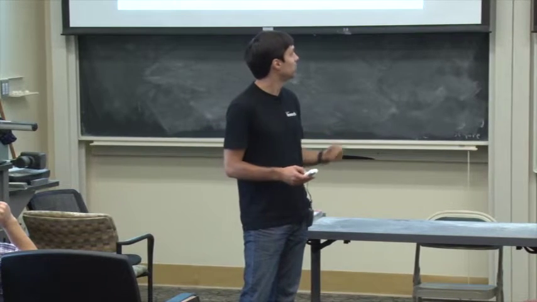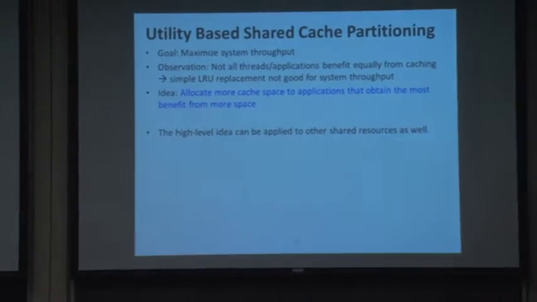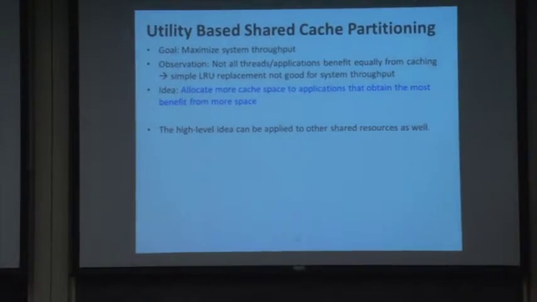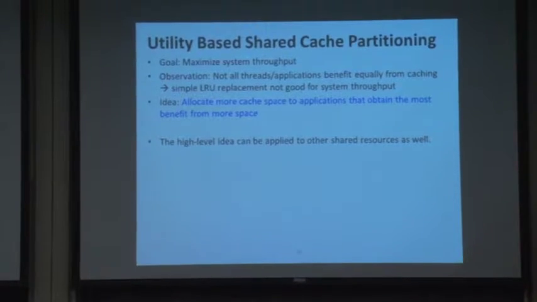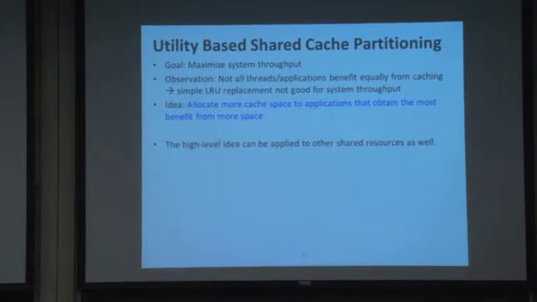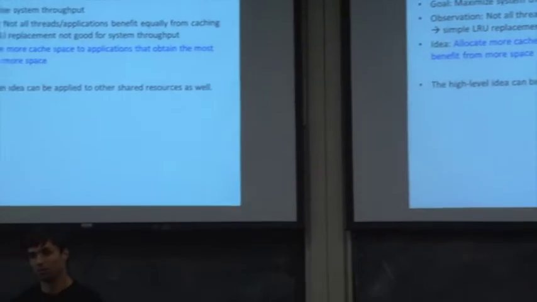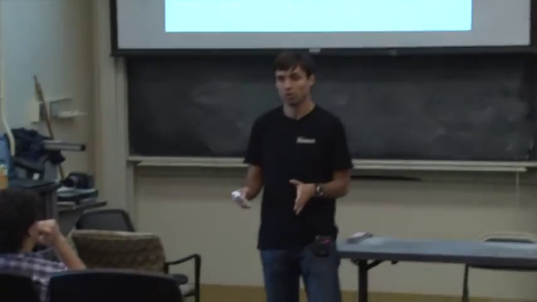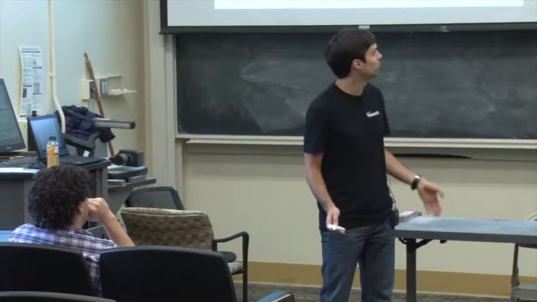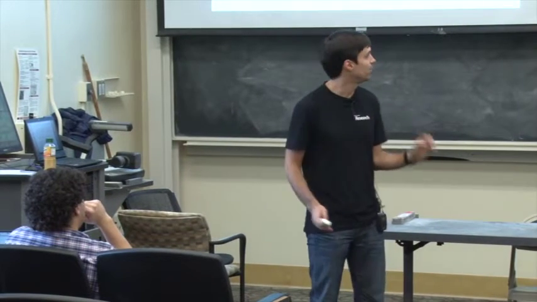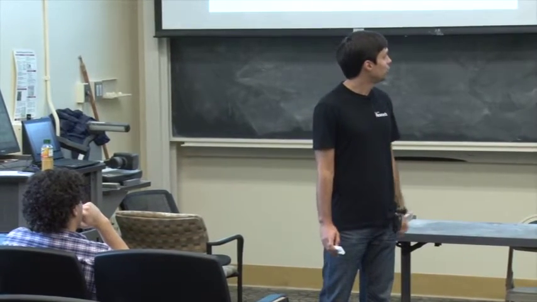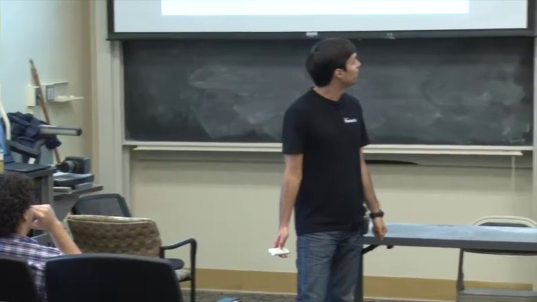So the idea is, as I said, to allocate more cache space to that application. And the high-level idea can be applied to any shared resource. If you think about memory and bandwidth, it's all applicable there as well. You can share the amount of bandwidth you get by a specific application or specific cores. You can do the same for memory. You can do partitioning in memory. So it's all possible for others, but there will be different trade-offs there. Okay, the original proposal is a Micro 2006 paper.